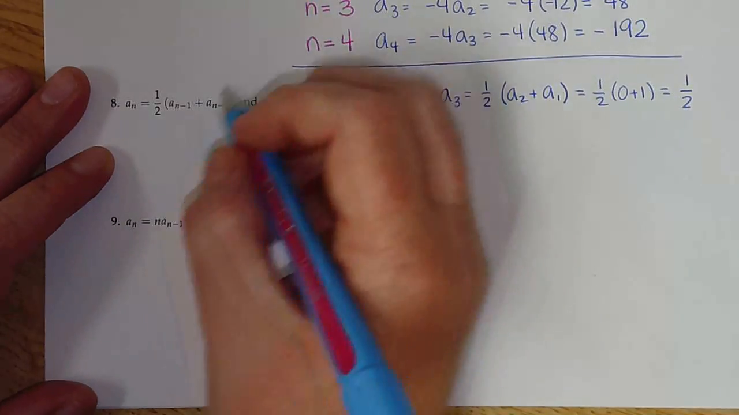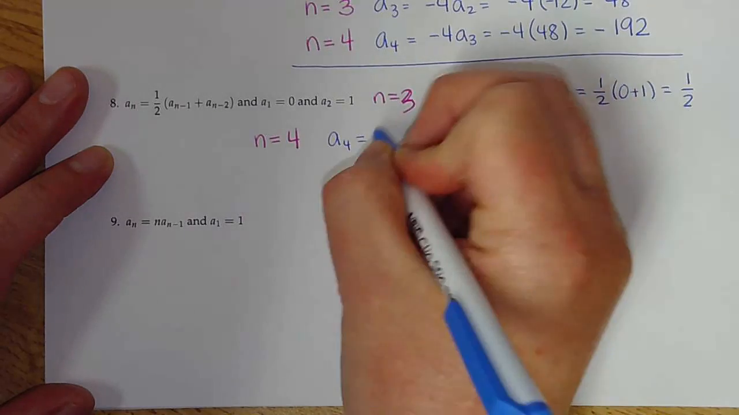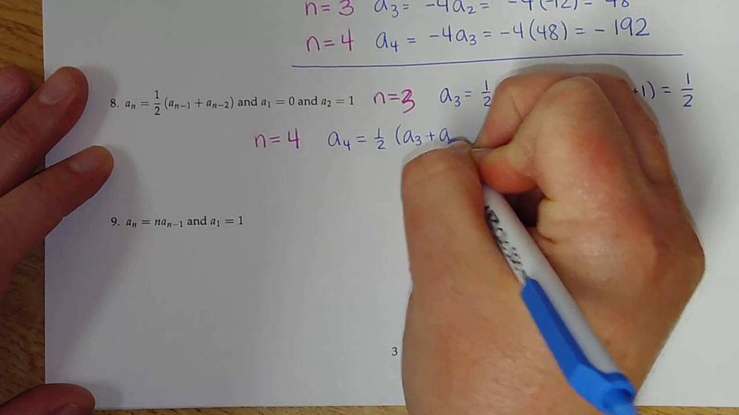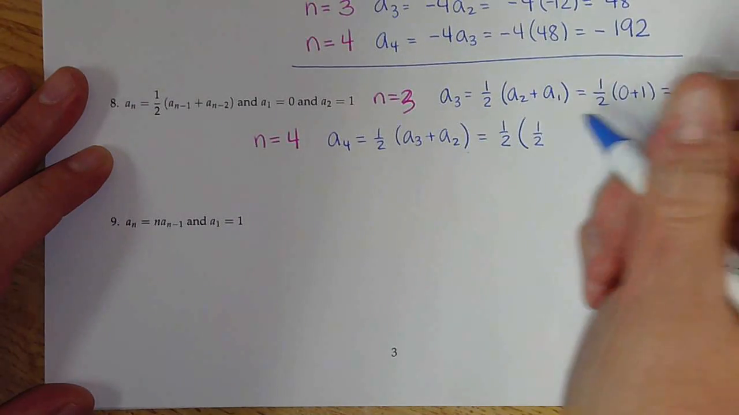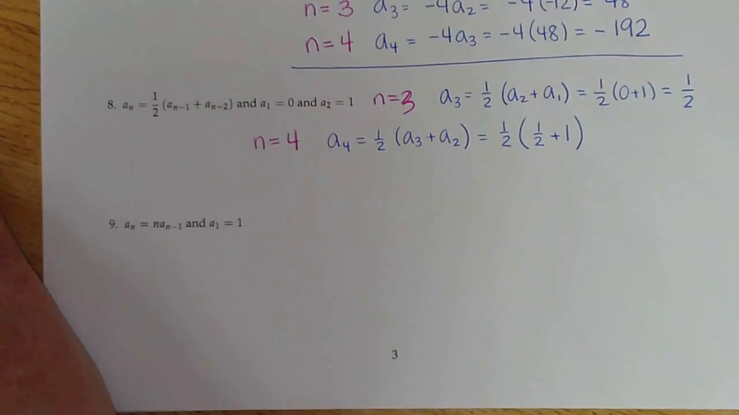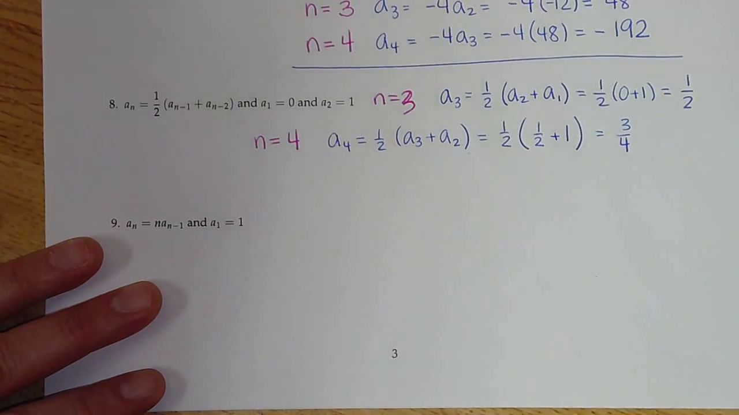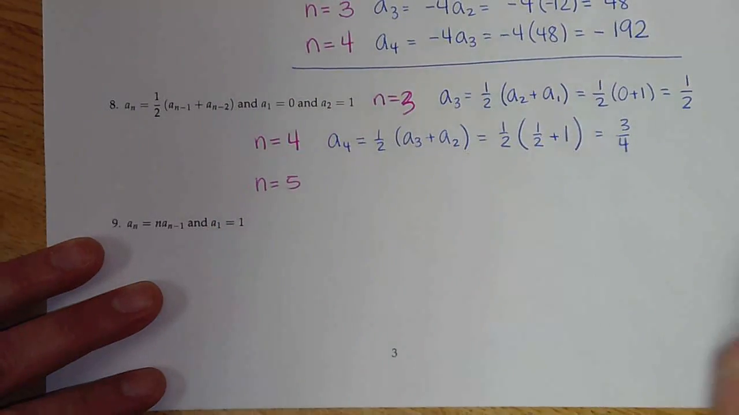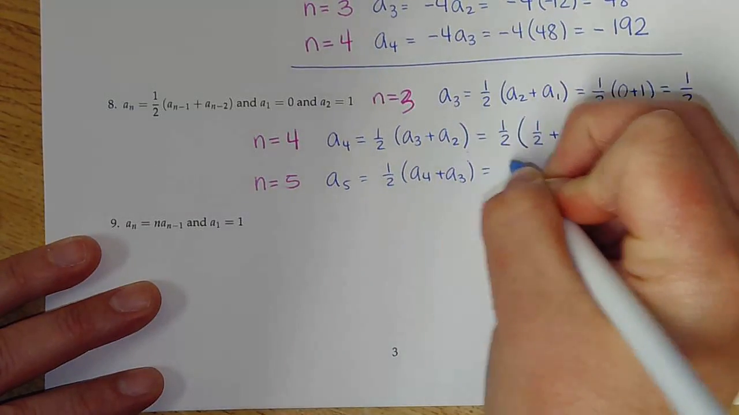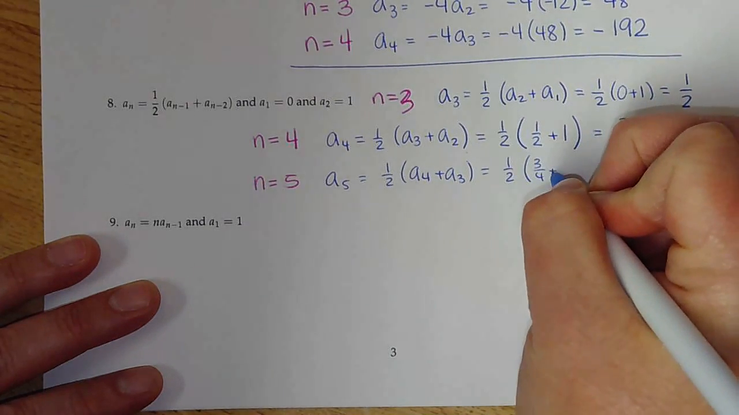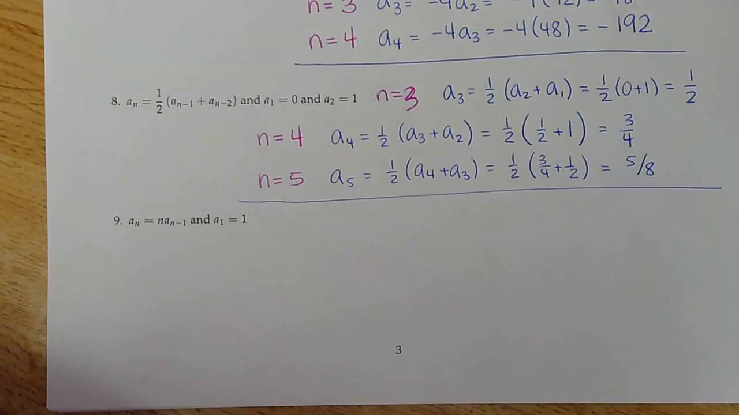All right, to get a4, that's going to happen when n is equal to 4. So a4 will be 1/2 of a3 plus a2. So a3 is 1/2 and a2 is 1. Okay, so 1/2 of 1/2 plus 1, which is going to give me 3/4. Okay, and then we'll do one more. So when n is equal to 5, that'll give me a5. And a5 is going to be 1/2 of a4 plus a3. So 1/2 of 3/4 plus 1/2, which if I did my math right, gives me 5/8 as an answer. So that gives me the next three terms in that sequence.